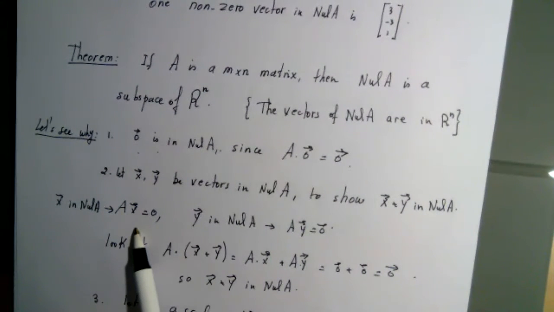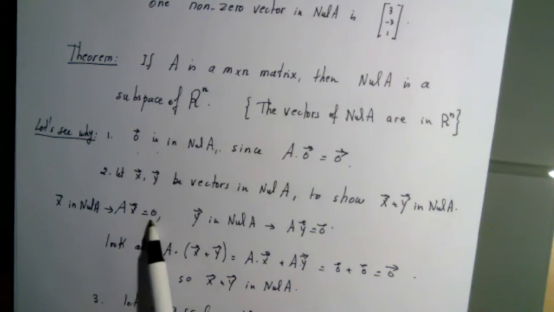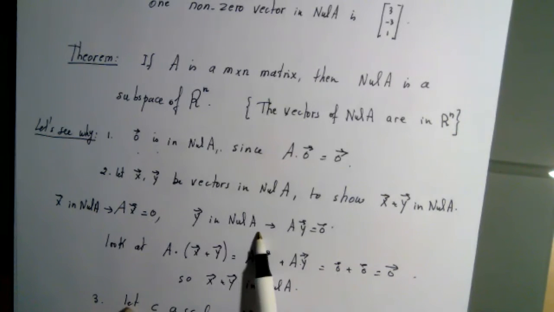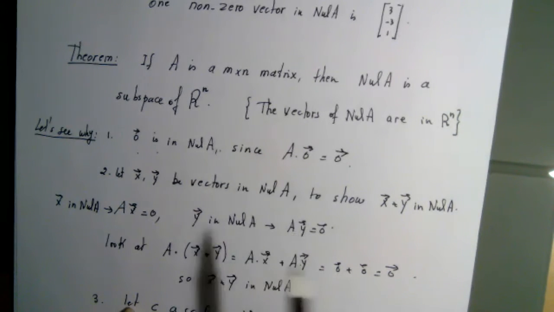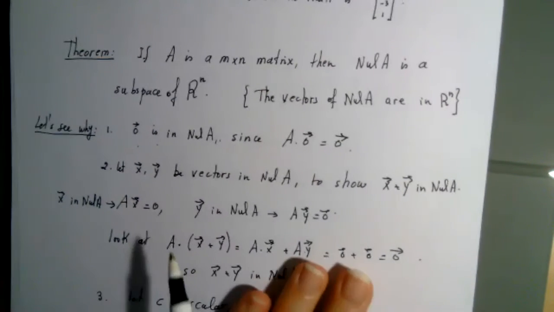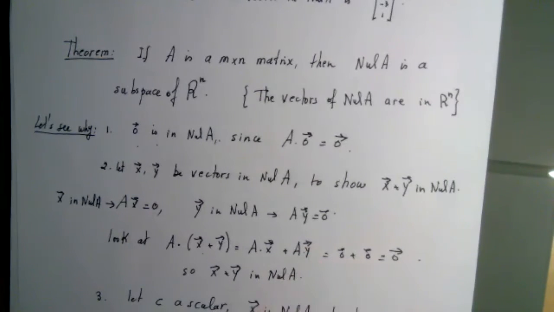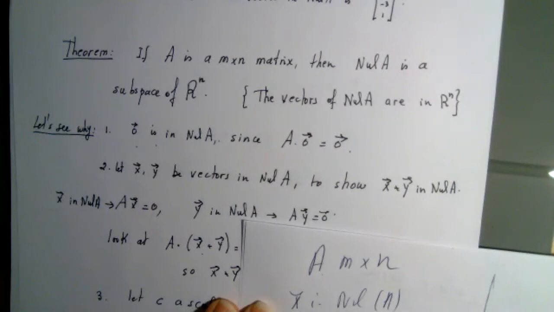Suppose x is in the null space. It means x solves the system, A times x equals 0. y is in the null space also, Ay equals 0. So now if I look at A times x plus y, will I get 0 as well? So if I have 2 solutions of the homogeneous system and I add them, will I have another solution?